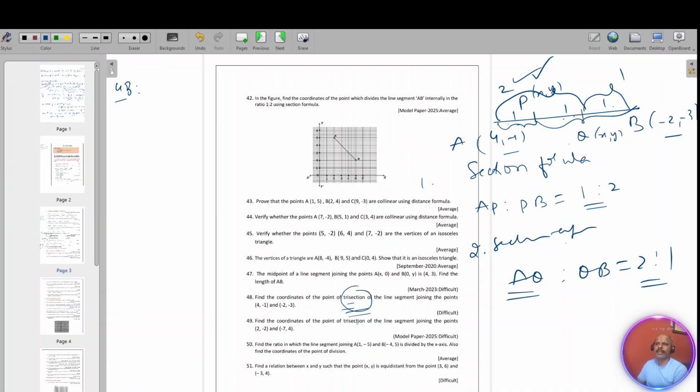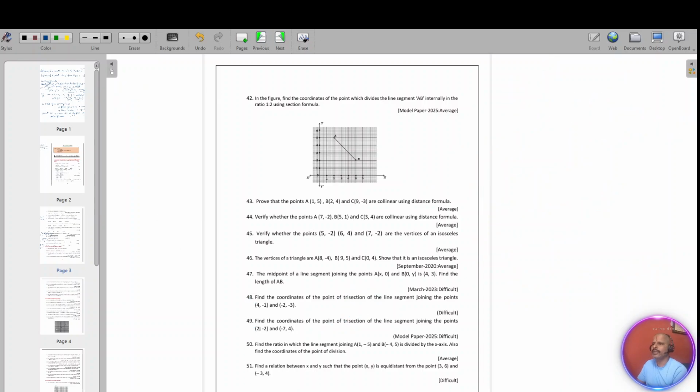It's very important and they have given 2 questions for the practice. Next, 50th we will do. We will solve 50th. It's asked differently only. It is a known concept, but it is asked differently. What is that? Find the ratio in which the line segment joining A and B is divided. A is 1 comma minus 5. B is minus 4 comma 5. What is the question number? 50th.